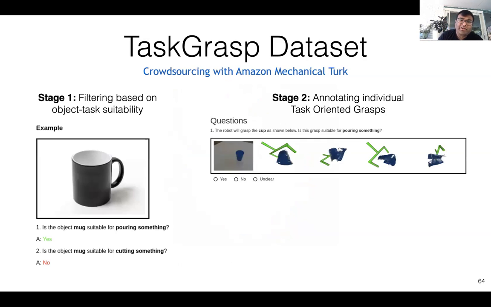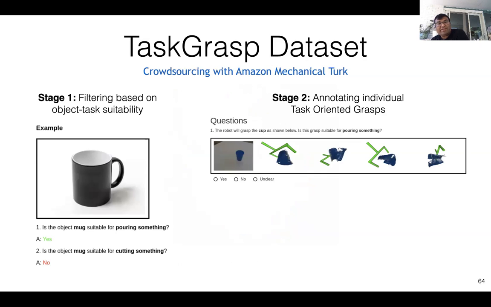How do we get it labeled? Well, first we ask humans whether it is even possible to do the task with this object. Like, can you pour something from a mug? Yes. But can you use a mug to cut something? Probably no. So first we do this filtering based on a simple yes or no question.